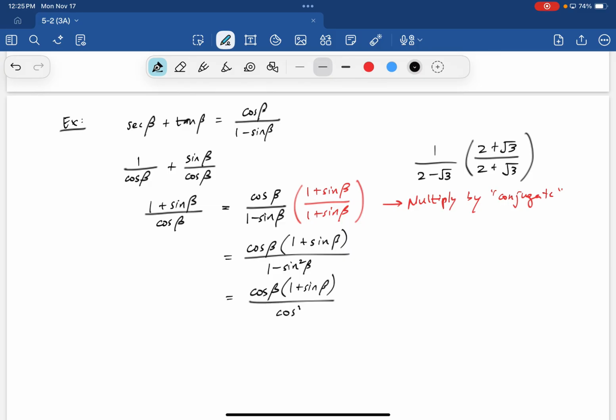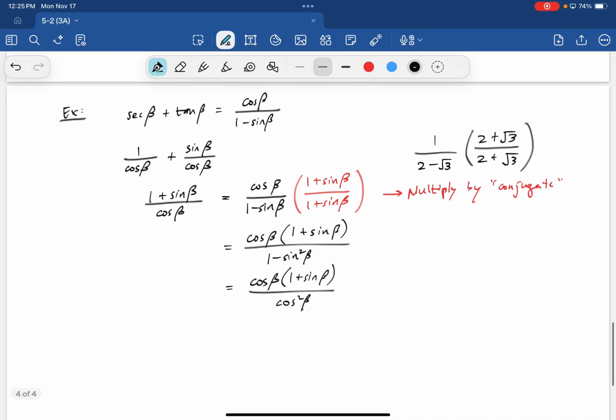Right? But cosine squared is going to cancel with the top and leave us with just the cosine. And so this turns into 1 plus sine beta over cosine beta. And so we're done. So we had to use a clever trick there. That's a trick that you guys should remember.